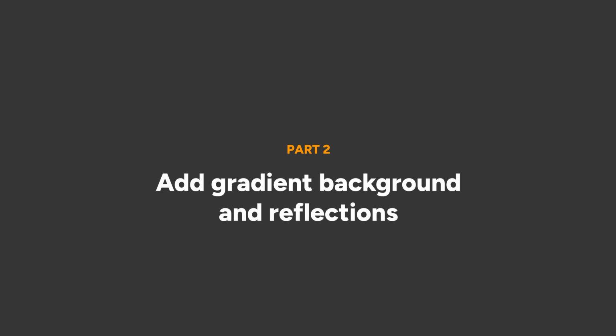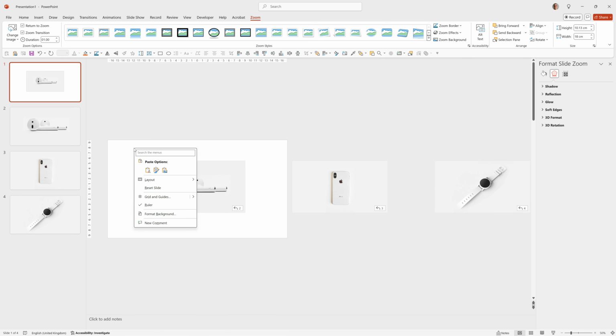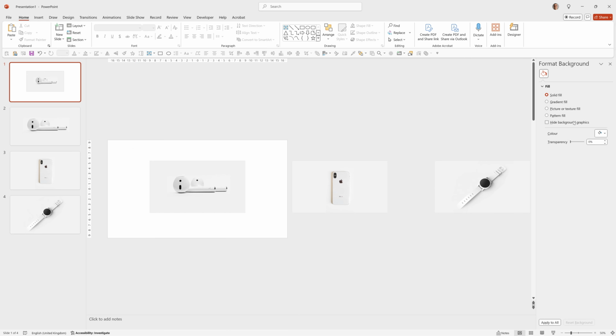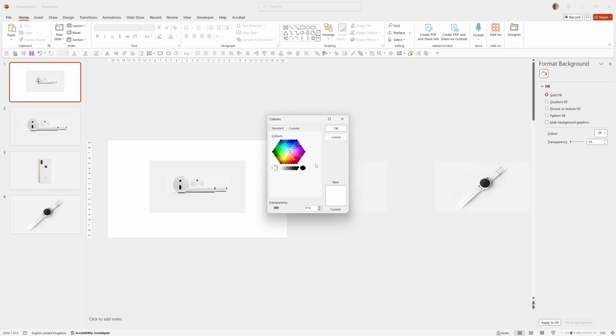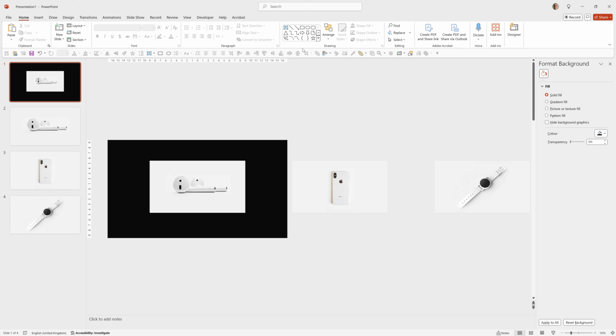Now let's add our gradient background. And for this I'm going to choose a very nearly black background, so I can right click, go to Format Background, click on Colour, choose more colours here, and Custom, and mine's just going to be 10 of red, green and blue, and click OK.